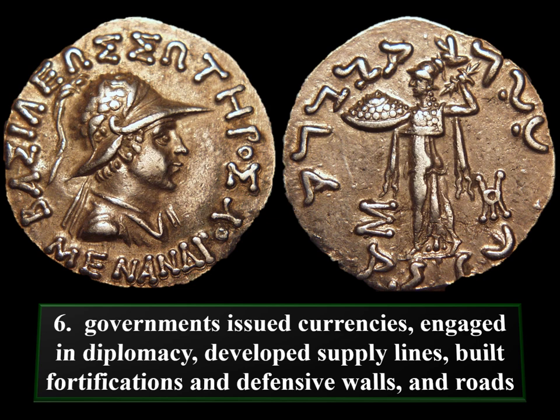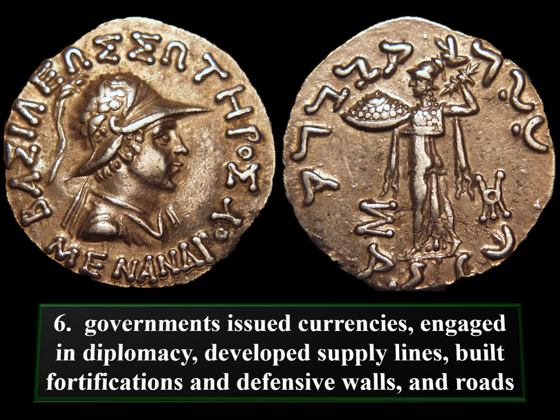Governments usually issued currencies, so there would be a common system of currency throughout the empire. It will aid in trade. They also engage in diplomacy, which means contact and negotiations being made with other empires or other kingdoms. They also developed supply lines to make sure their trade moved smoothly. Oftentimes this would also mean building infrastructure like roads and canals and bridges and those kinds of things.